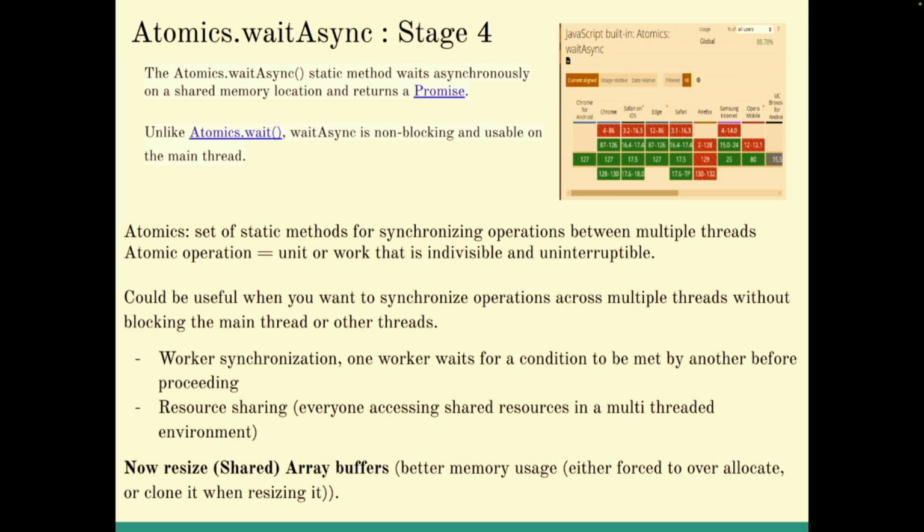So, well, let's take a step back. What exactly is an atomic operation? It's a piece of work that's indivisible or uninterruptible. And when on earth would you want to use this? It could be useful if you have different operations on multiple threads and you don't want to block the main thread while you're doing things on other threads. So you might have worker synchronization. Maybe one worker is waiting for a condition to be met by another before proceeding. And it's going off, doing a batch process, et cetera. Resource sharing is another one that I can think of: accessing different shared resources in a multi-threaded environment.